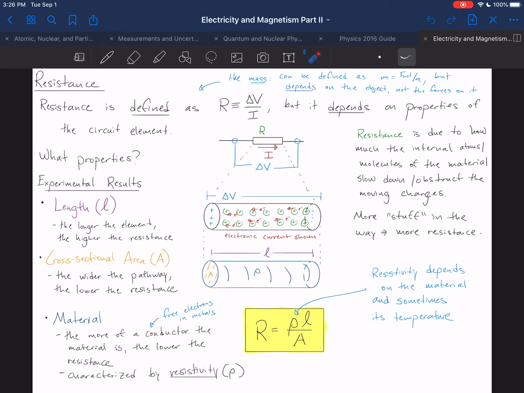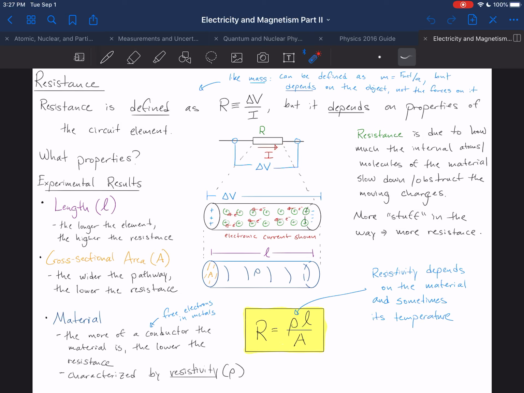You can test this experimentally, but fundamentally, the phenomenon of resistance, this idea that something is pushing against or slowing down the flow of charge through an object, is due to how much the internal atoms or molecules of the material are obstructing the moving charges. If there's more stuff in the way, or it's harder for charge to move in the object, then you get a higher resistance, basically by definition.